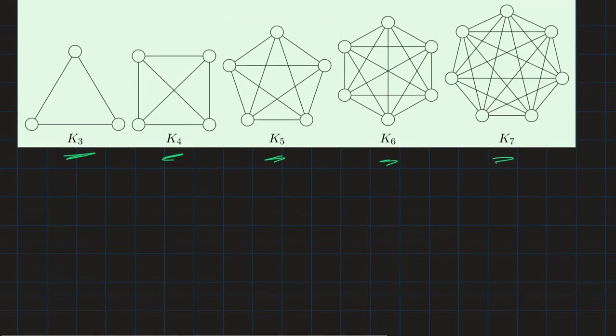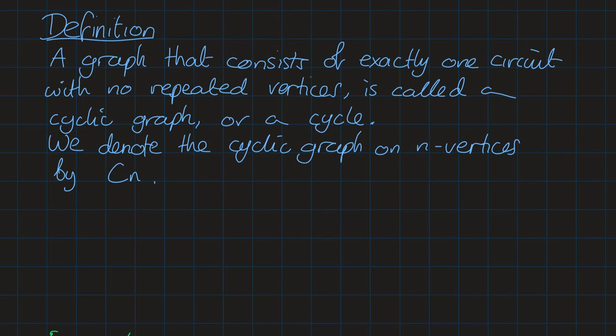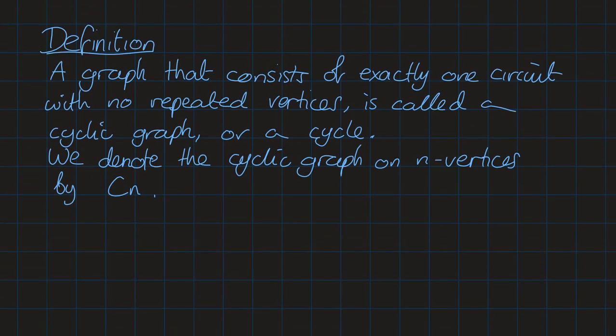So let's move on to the second type of graph that I wanted to talk about. This time it's called a cyclic graph. A graph that consists of exactly one circuit with no repeated vertices is called a cyclic graph, or sometimes you just call it a cycle. And the notation we use to denote this is Cn. So n, again, is a number. It tells you how many vertices you have, and Cn is the cyclic graph on n vertices.